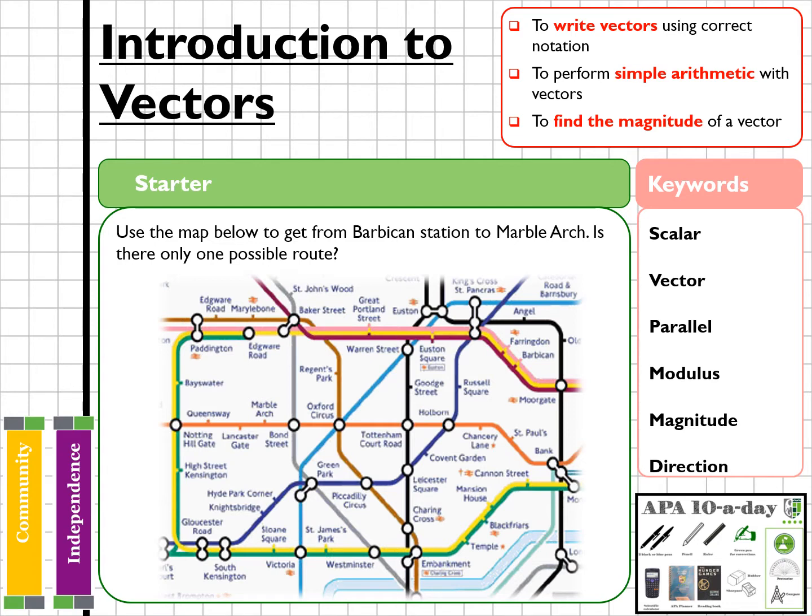Now, hopefully what you found was, although you might have found an ideal route, there isn't only one route. Personally, if it was me, I maybe would have taken the Circle line south to get to Moorgate, then taken the Northern line south to get to Bank, and then the Central line all the way along to Marble Arch Station. Maybe you looked at the map and thought you'd take the Circle line west to Baker Street, then take the Jubilee line south and then go west along the Central line.